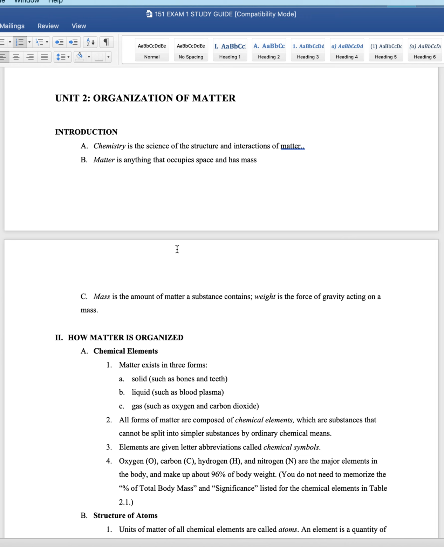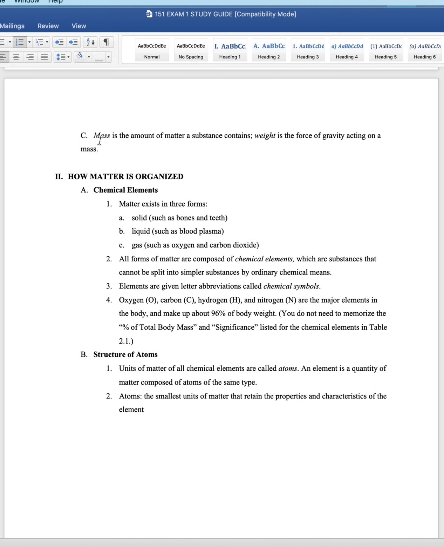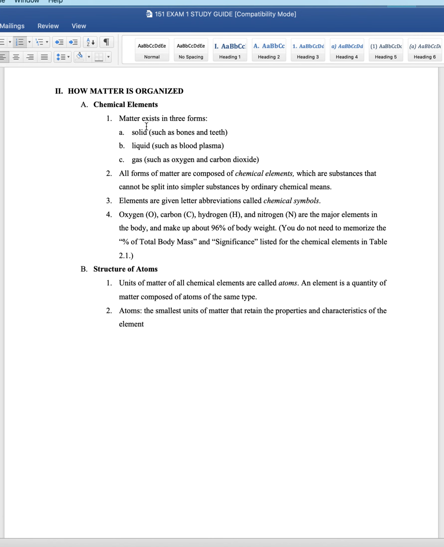This is going to be referring to basic chemistry. So chemistry is going to be the science and structure of any of the interactions of matter. Anything that occupies space and has mass is considered matter. And remember, mass is going to be the amount of matter that's involved, whereas weight is going to be gravity acting on that mass. So it's going to be a little bit more complicated because your weight is going to be different in a different place that has a different gravity, like on the moon, whereas the mass would remain the same.